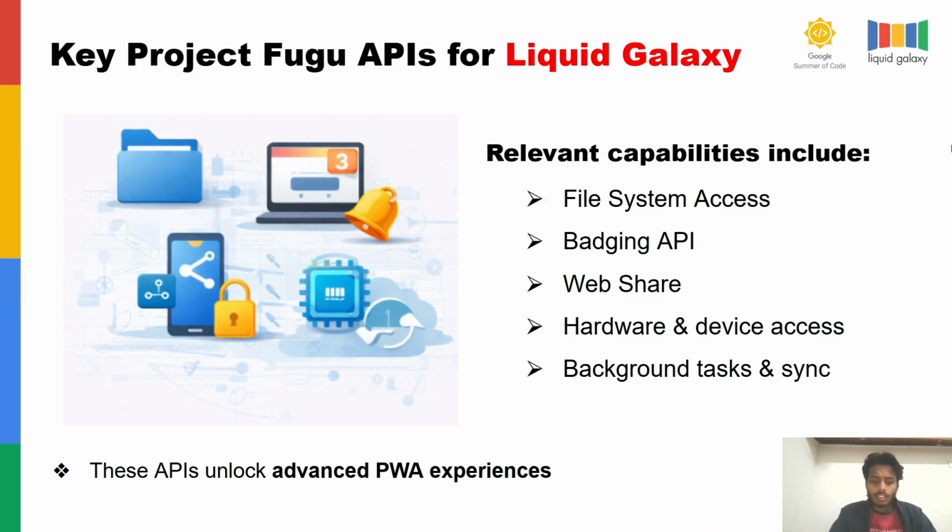When we use these APIs together, PWAs gain the ability to access files securely, interact with devices, and run background operations. This combination unlocks advanced PWA experiences. As a result, web apps become powerful enough for an immersive system like Liquid Galaxy. In the next slide, we will see how all these pieces, PWAs, Project Fugu, and the Google Web Store, work together as a complete ecosystem.